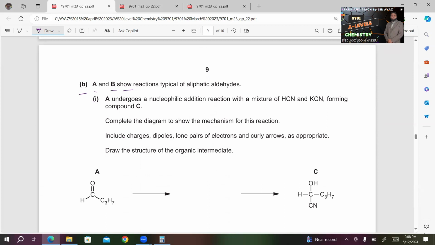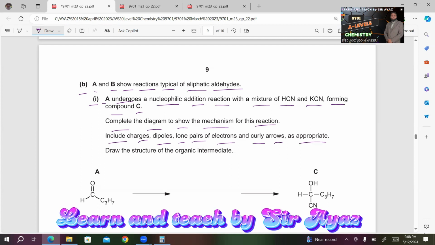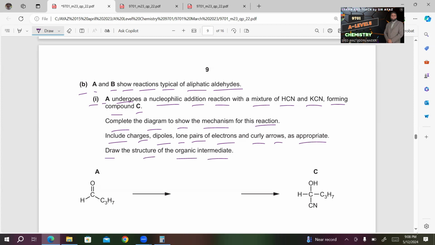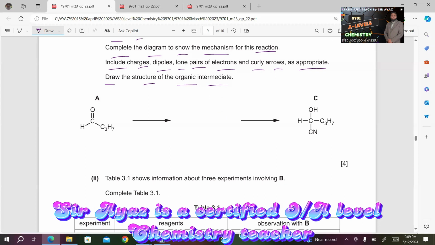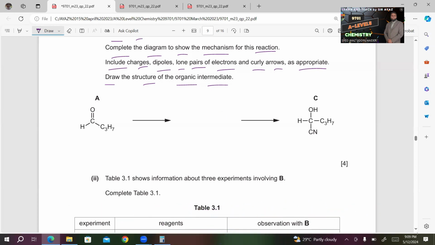B. A and B show reactions typical of aliphatic aldehydes. Number 1, A undergoes a nucleophilic addition reaction with a mixture of HCN and KCN forming compound C. Complete the diagram to show the mechanism for this reaction. Include charges, dipoles, lone pairs of electrons, and curly arrows as appropriate. Draw the structure of the organic intermediate. So we must be getting a CN negative charge and H positive ion from HCN. So we are reacting with HCN. So it must be like this.